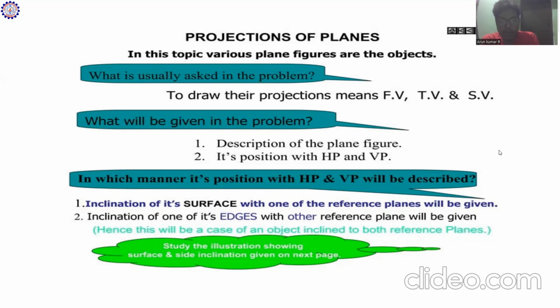In which manner will the position with the HP and VP be described? The inclination of its surface with one of the reference planes will be given. The inclination of one of its edges with the other reference plane will be given. Hence, this is the case of an object inclined to both reference planes. With this terminology, we can solve numerical problems. Let's move on to a simple problem for this topic.